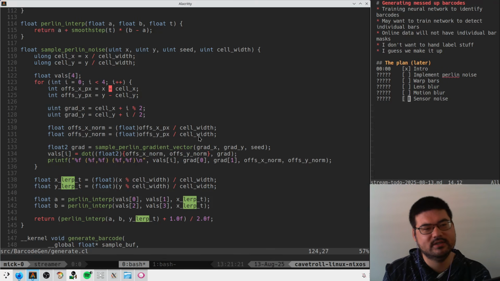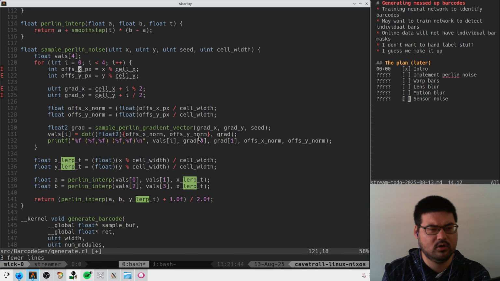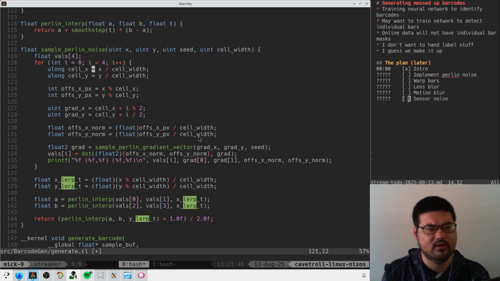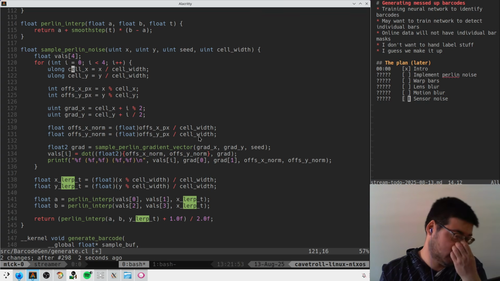Oh yeah, I'm a dumbass. This is stupid. X minus cell X is crazy. This should be X percent cell width. No. This needs to be, like, are we even using... Here we go. This is where it makes more sense.